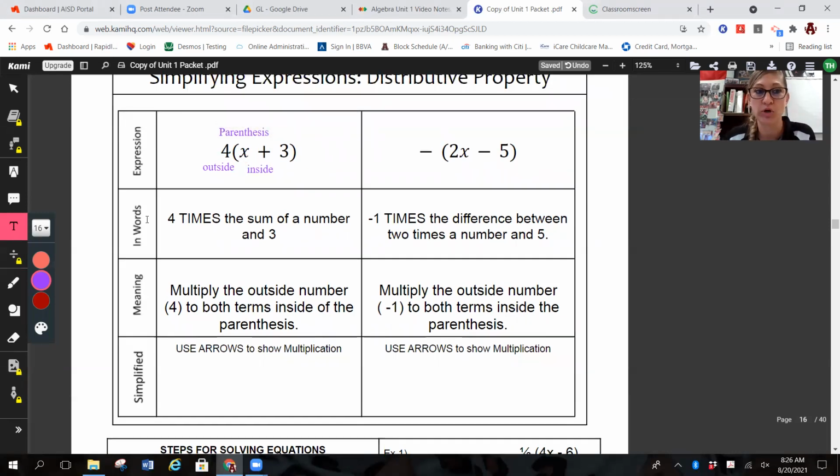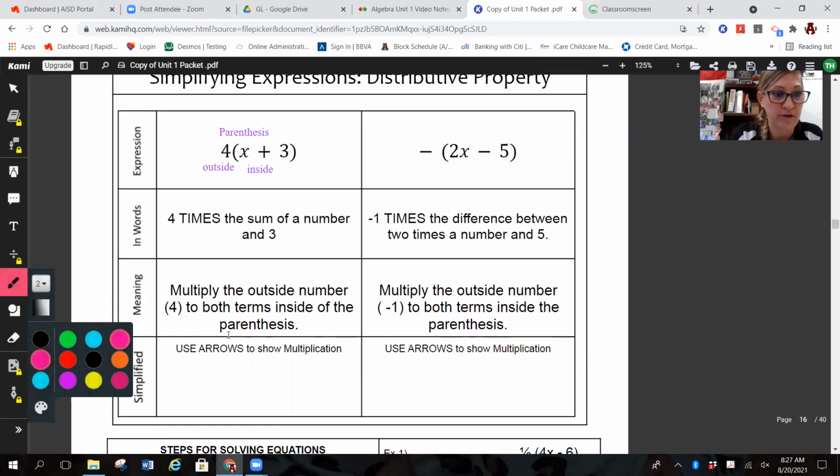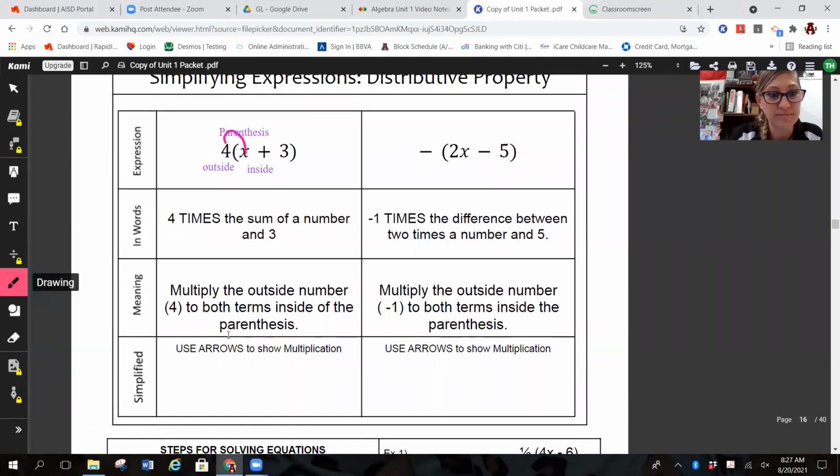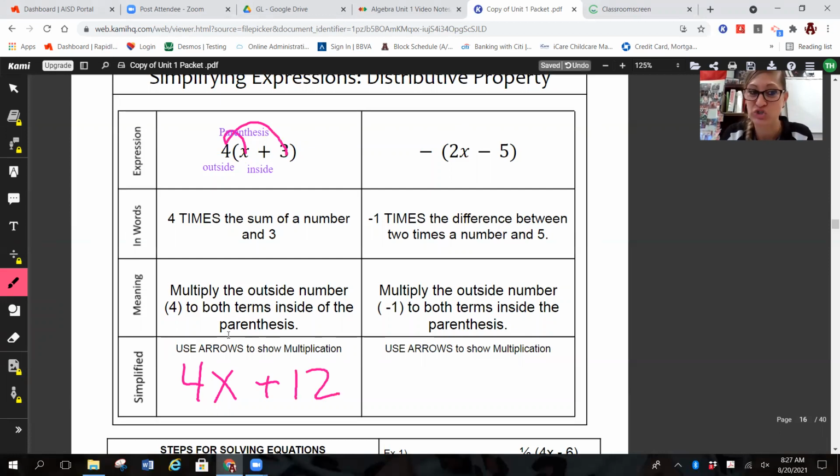Okay, so in words, our first problem says 4 times the sum of a number and 3. Multiply the outside number, which is 4, to both terms inside the parentheses. Use arrows to show multiplication. So we're going to do that. 4 times x is 4x. 4 times 3 is 12. You have just simplified by distributing. Moving on to our second question.